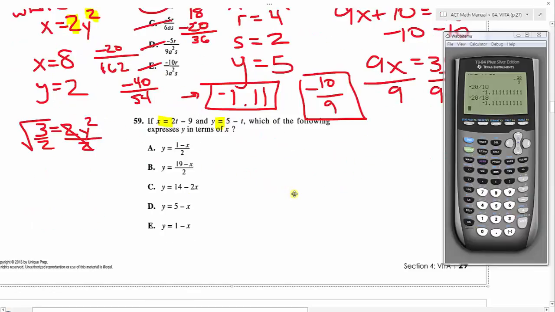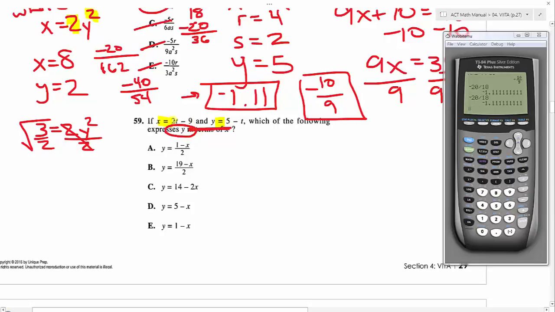Number 59, let's take a look at this one. If x equals 2t minus 9 and y equals 5 minus t, which of the following expresses y in terms of x? But remember, we want to get rid of that "in terms of." We're going to go ahead and circle y. That's what we're looking for.